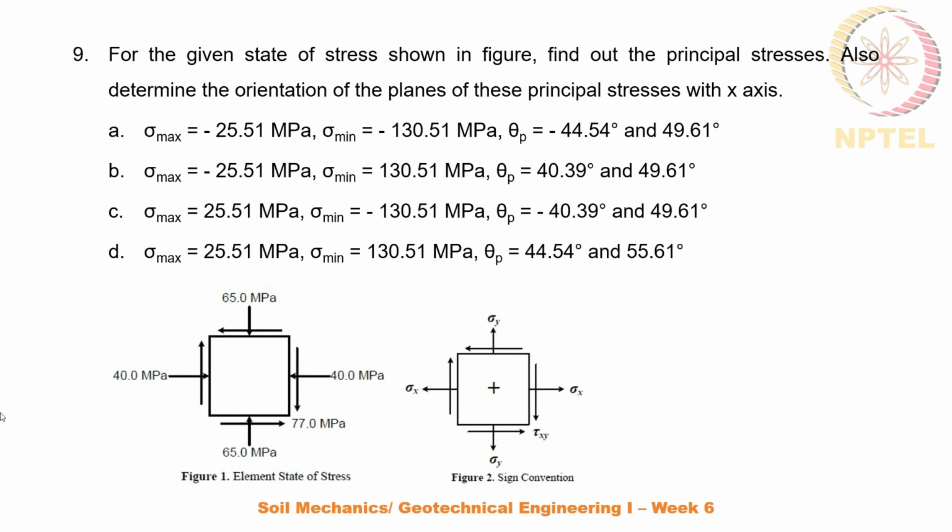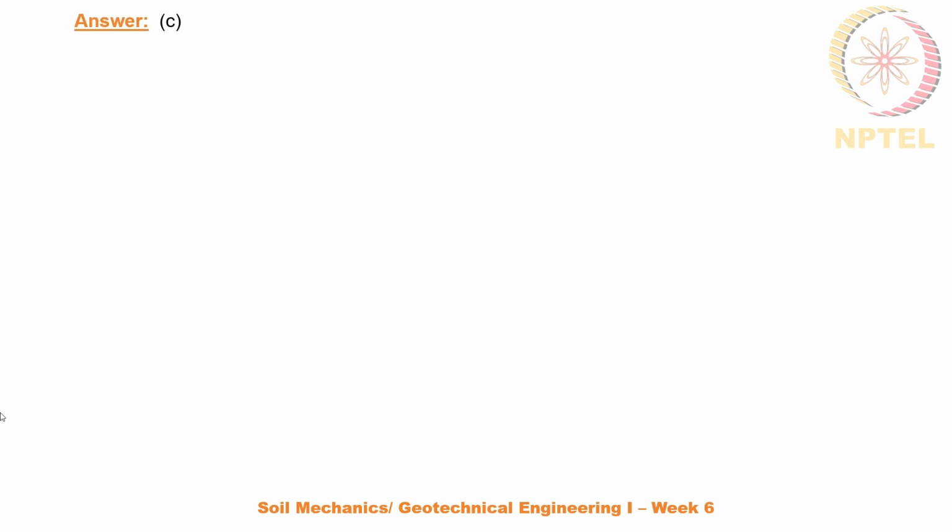So, the given state of stress is shown in the figure, that is both element state of stress as well as sign convention is shown. So, the stresses are given as 40, 65 and 77. That is sigma 1, sigma 2 and shear stress respectively. So, we'll see what is the correct option.